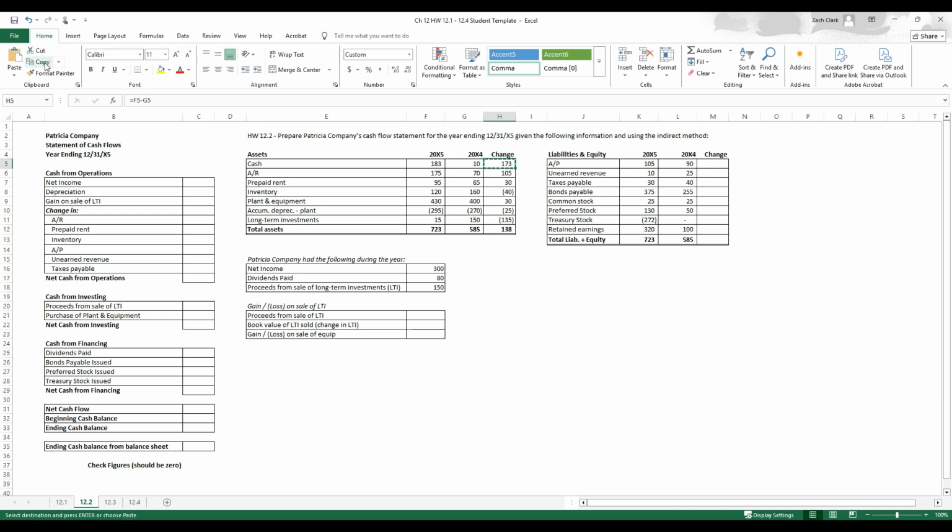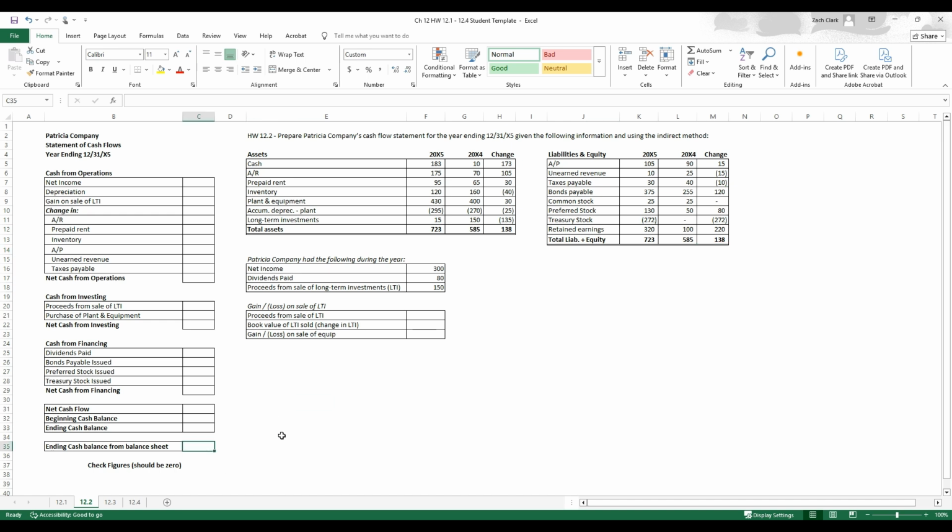Go ahead and copy that formula and paste it over here. So then we can say AP increased by 15. Auto sum, do our summation there. So now we've got all of our changes in our balance sheet items, which is important.